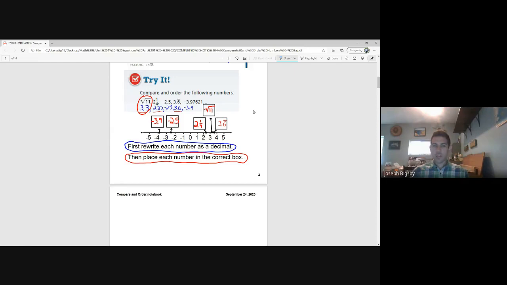When numbers are already written in decimal form, we don't have to change anything. So the negative 2.5 was left as negative 2.5. The same with the 3.6 repeating, which was rounded to 3.6, and the negative 3.9 with a bunch of numbers was written as negative 3.9. Once they're all in decimal form, we can then use a number line to figure out which number is the smallest.